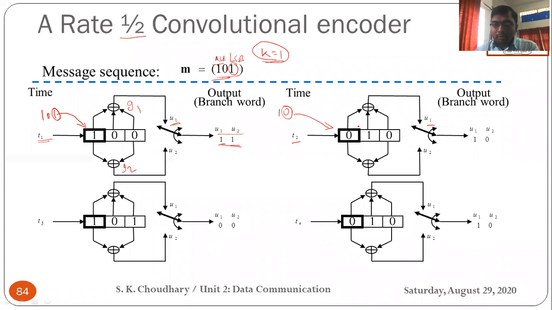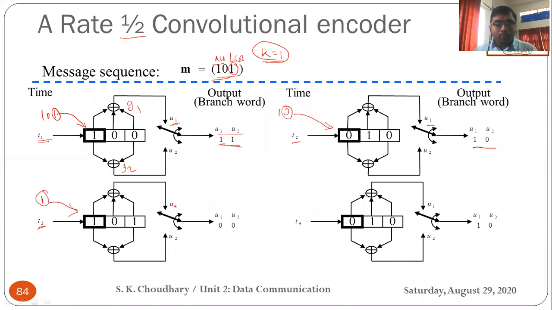So what is U1? 0 plus 1 plus 0, 1. What is U2? 0 plus 0, 0. So again the output branch word would be updated for time instant T2. Now at time instant T3, the only remaining term out of the 101 message stream is 1. That would enter here, and the previous bits would be shifted. Now 0 would be shifted to the middle one, and 1 would be shifted to the rightmost one. Now the status of the shift register has changed.